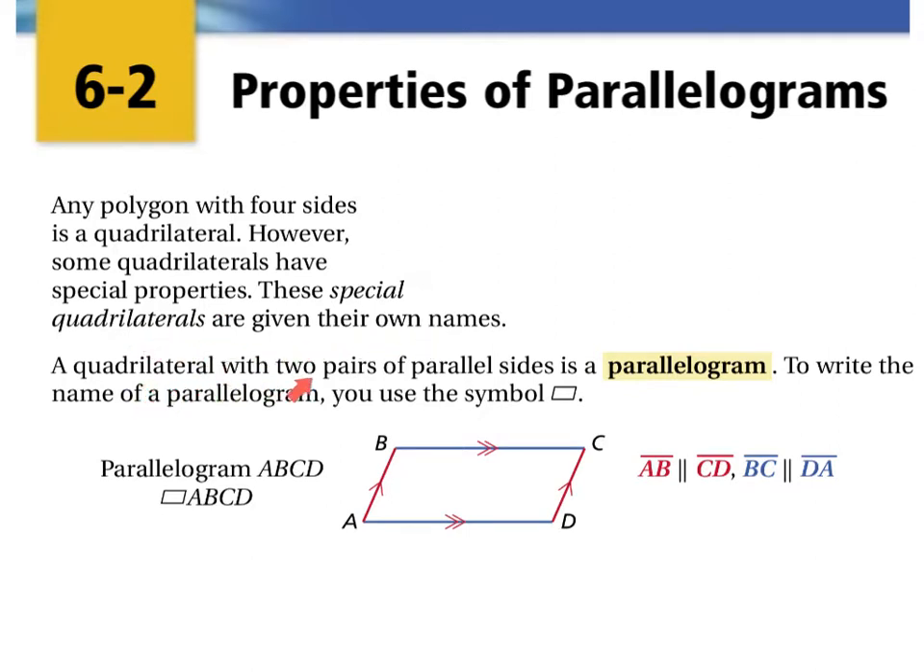A quadrilateral with two parallel sides is a parallelogram, something you also know, so I would not expect you to write that vocab word down. To write the name of a parallelogram, you're going to use the symbol, and it looks like this. It looks like a parallelogram. So you could name parallelogram ABCD by using that symbol followed by ABCD.